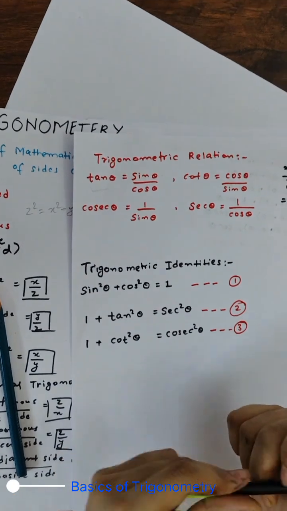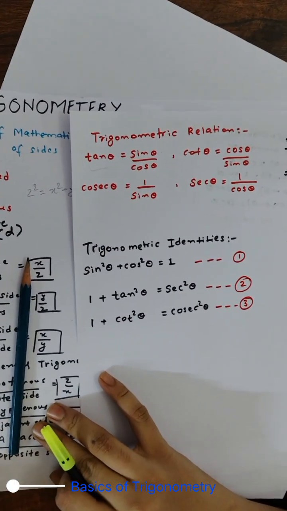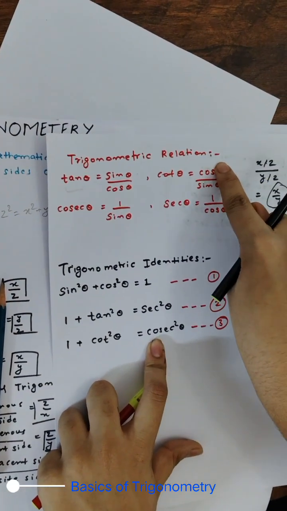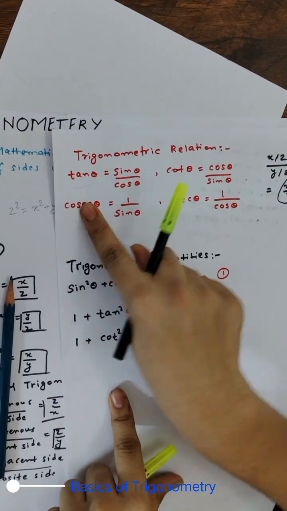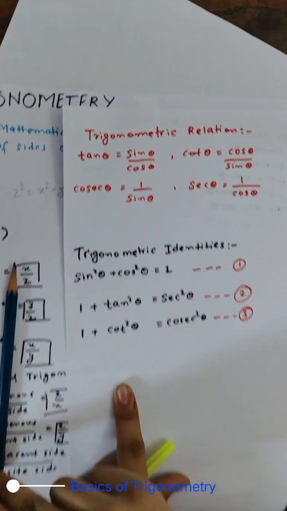Similarly, we know that cot theta is equal to 1 by tan theta. So therefore cot theta can also be written as cos theta upon sin theta. Cosec theta is equal to 1 by sin theta, which I have written here. Sec theta is equal to 1 by cos theta, which is also written.